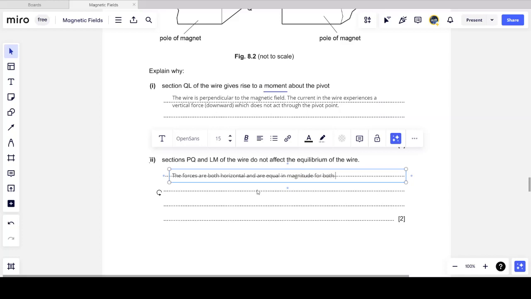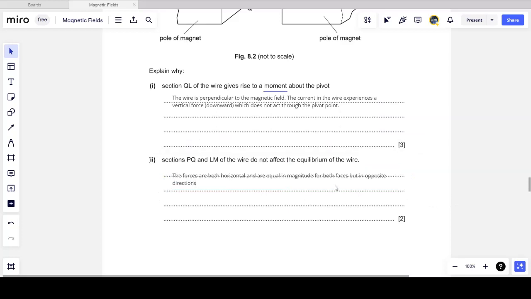So specifically, I'm going to say equal in magnitude for both faces, but in opposite directions. We have horizontal forces acting in the same line. They're equal in magnitude, but opposite in direction. And so they cancel out. We have two forces that are equal and opposite, and we know what that means. If they act on the same object, there's no net force on the object.